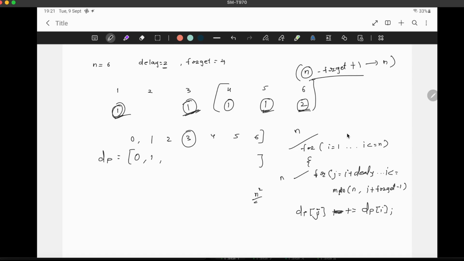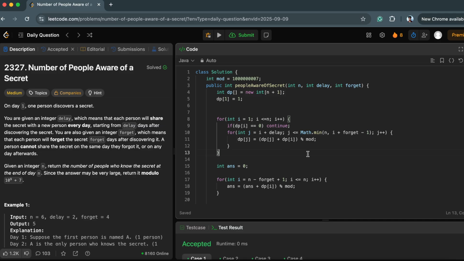We are just adding new persons, that is, people who know the secret. Those are the values that we are maintaining here. I guess this pretty much straightforward solution is something you guys know, get it clearly. Let me show the code as well quickly. I hope the screen is visible.